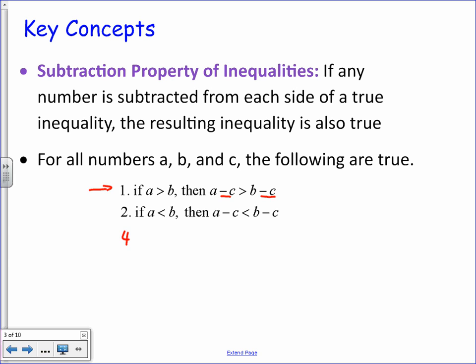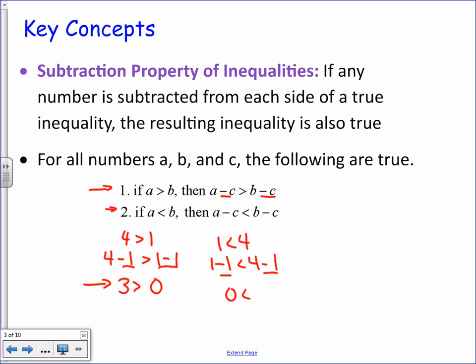Again, 4 is greater than 1. If I subtract 1 from both sides, I get 4 minus 1 is greater than 1 minus 1. 3 is still greater than 0. So when I subtract the same thing from both sides, I'm still going to get a true inequality. Similarly, if I have 1 is less than 4, and I subtract 1 from both sides, I get 1 minus 1 is less than 4 minus 1. I get 0 is less than 3, so that is a true inequality.